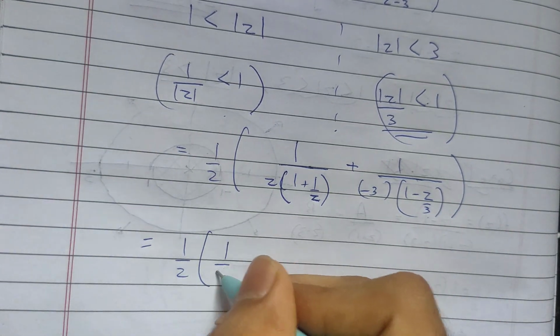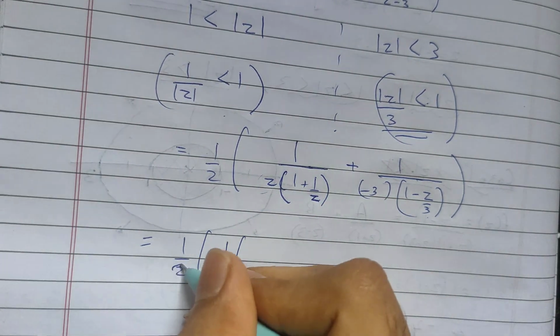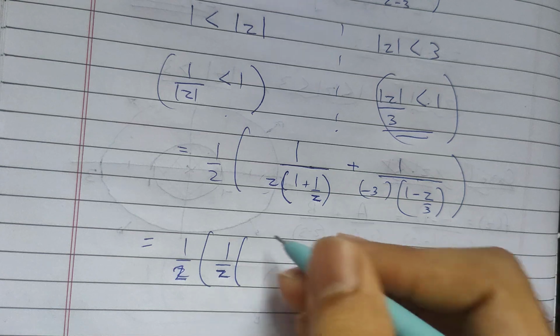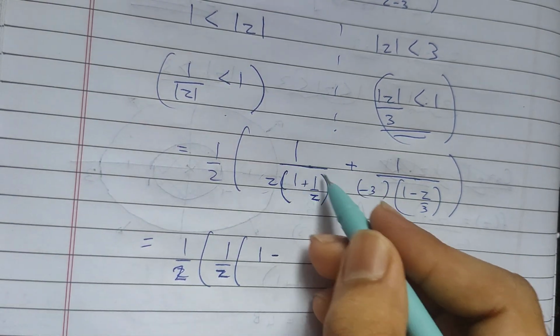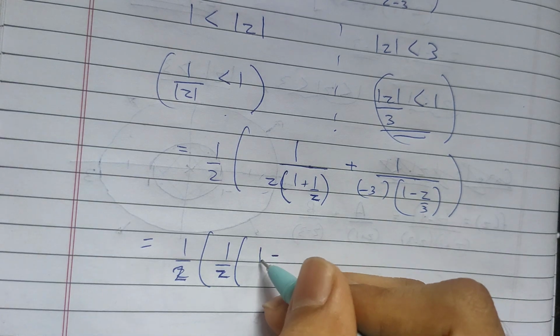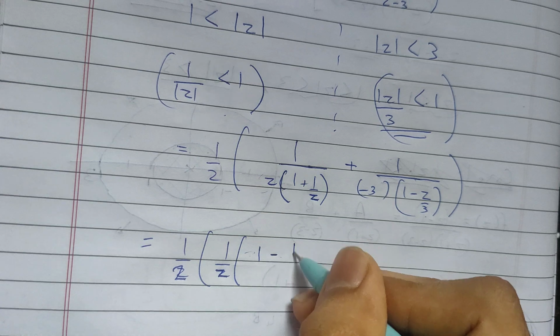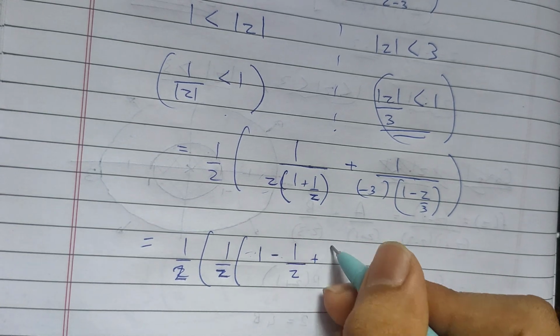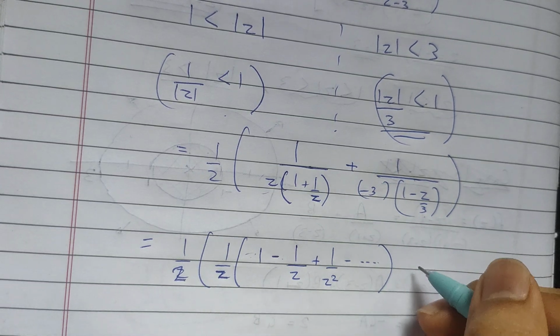So we get 1 by z. This is as it is, okay, 1 by z. This is the half here, this is z. And we get, this is 1 upon 1 plus x as a format. So alternating sign. Plus 1 minus 1 by z plus 1 by z square minus dot dot dot.